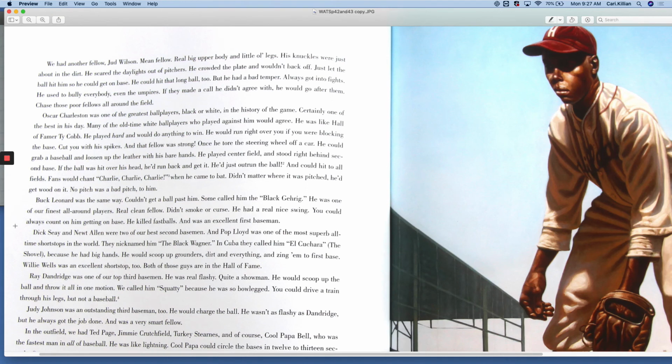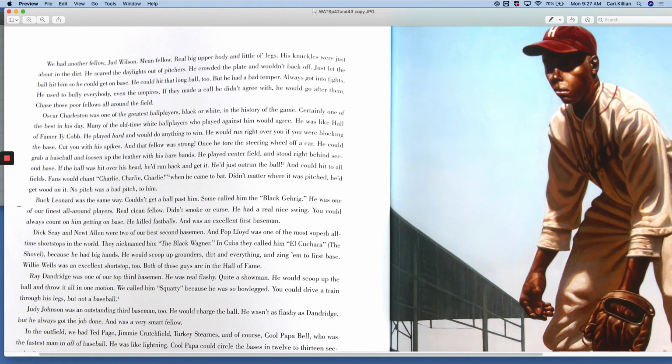He could grab a baseball and loosen up the leather with his bare hands. He played center field and stood right behind second base. If a ball was hit over his head, he'd run back and get it. He could just outrun the ball and could hit to all fields. Fans would chant, "Charlie, Charlie, Charlie," when he came to bat.